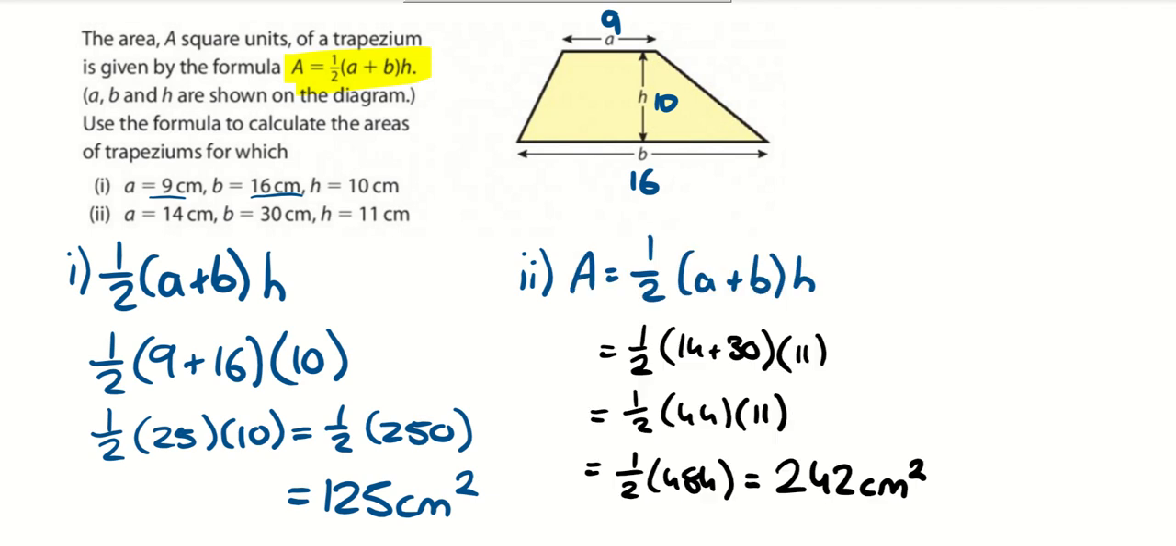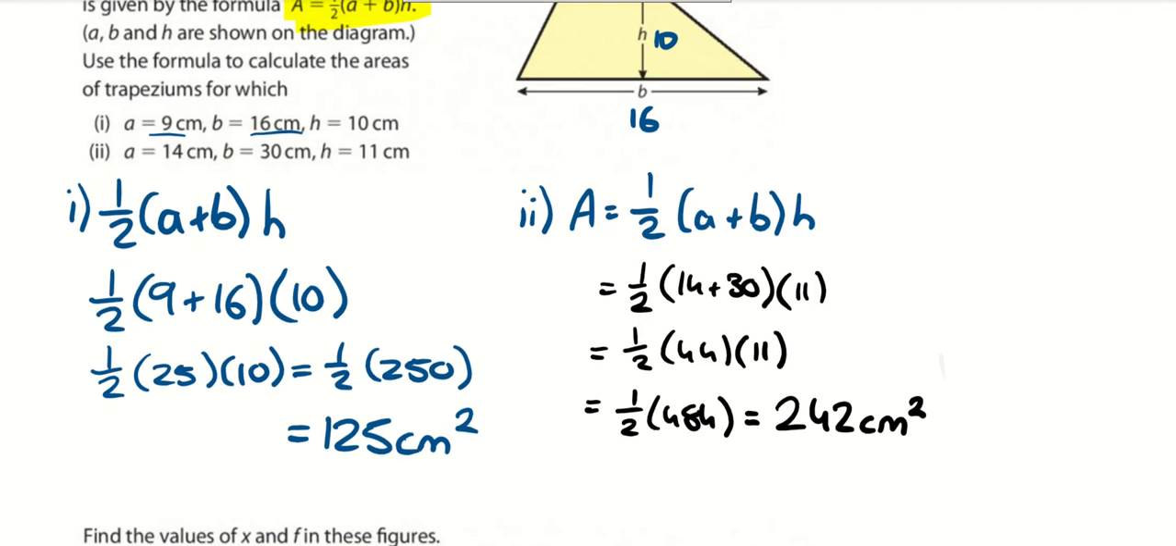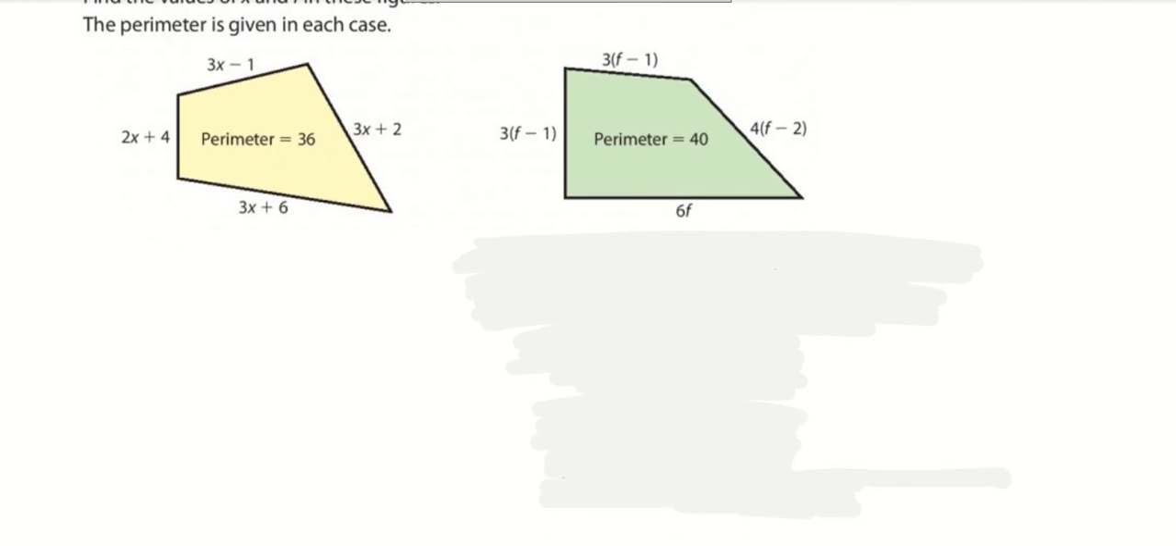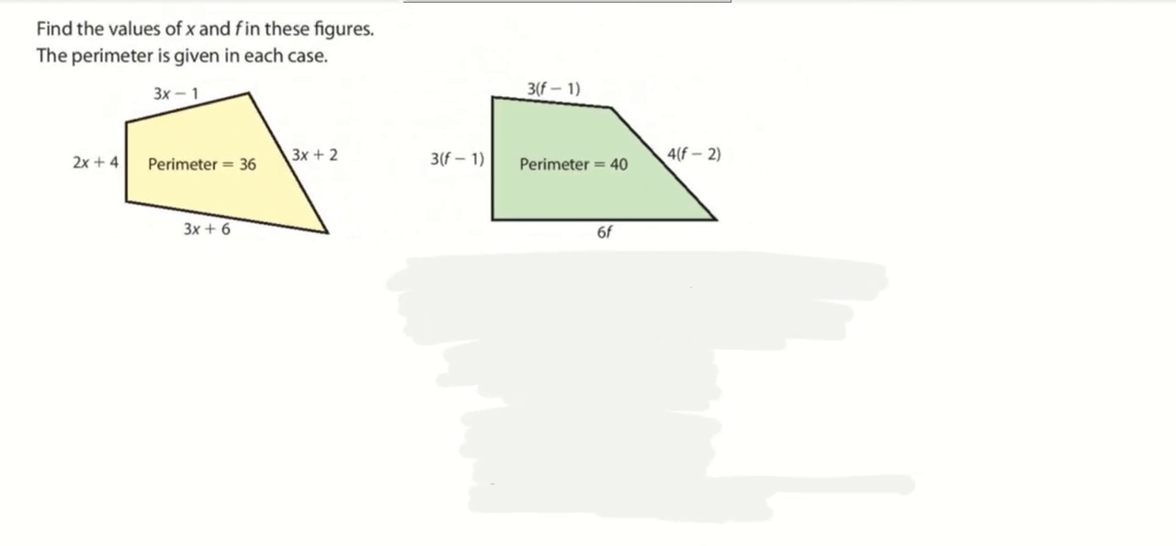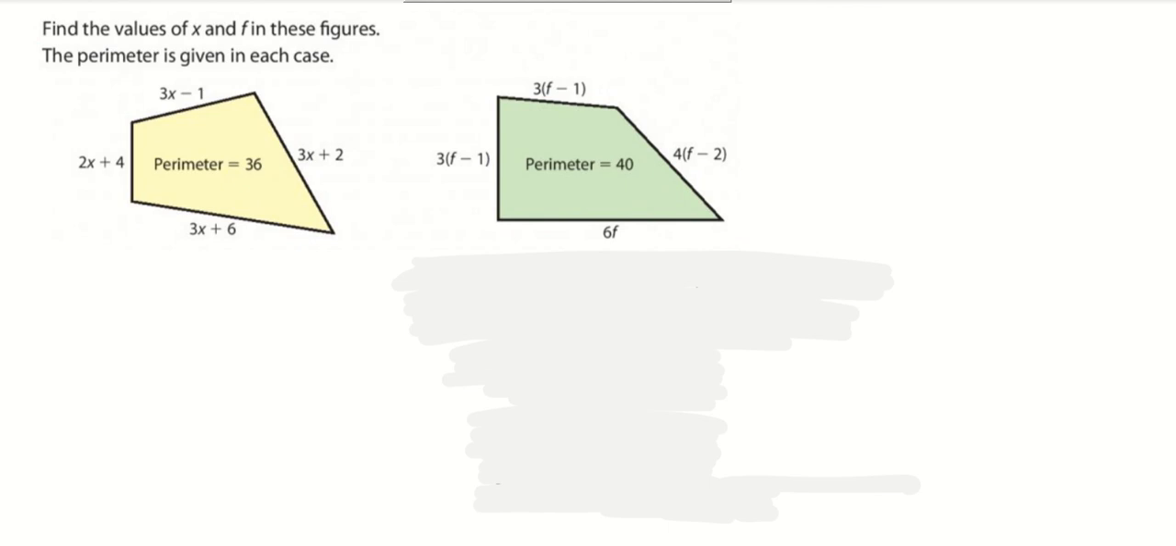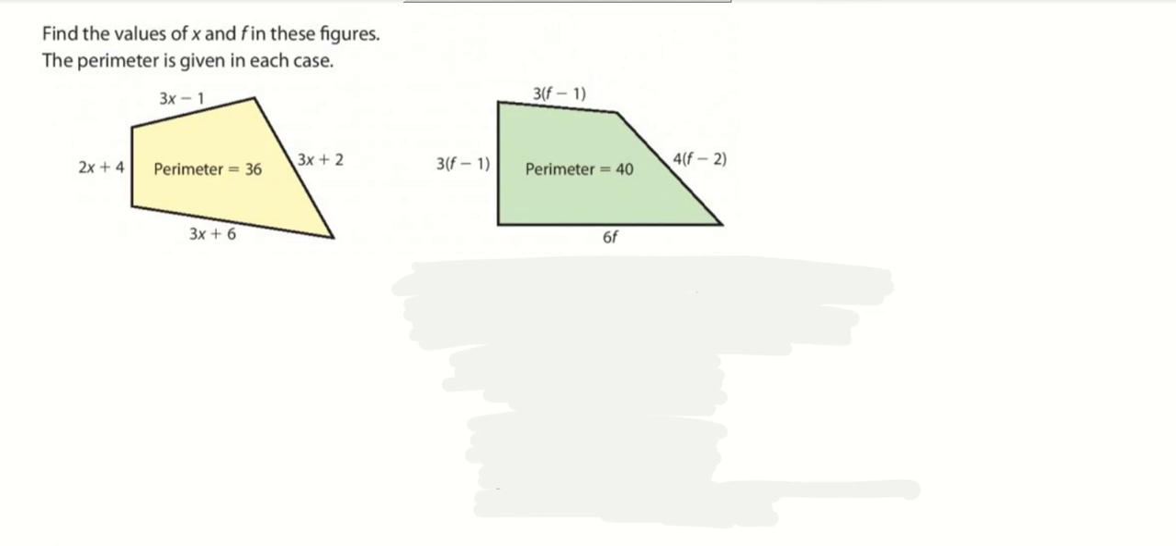Okay, there it is. Just sub in your 14, your 30, and your 11. Now moving on to another type of one. This is where you have to do something extra. We were just adding the perimeters earlier, and we had to find a value for the perimeter. But this time you're given the perimeter value, and you need to find out what x is.